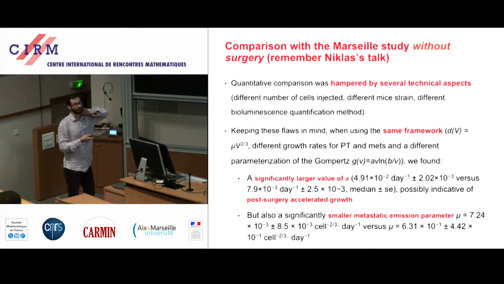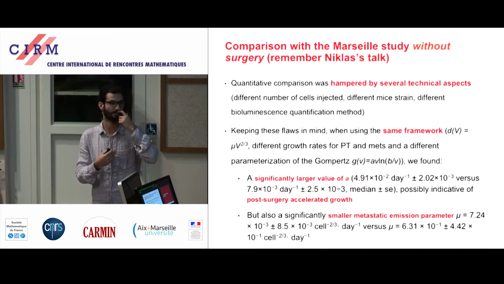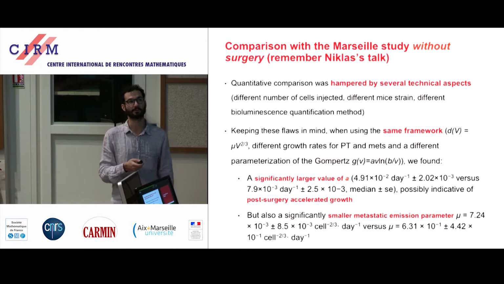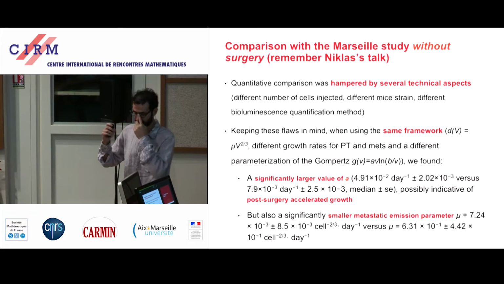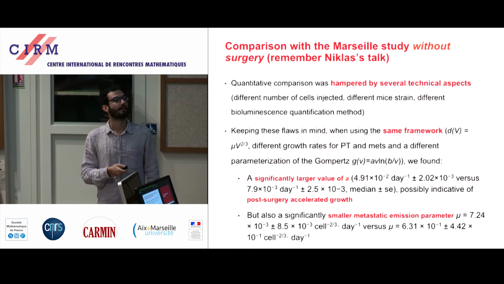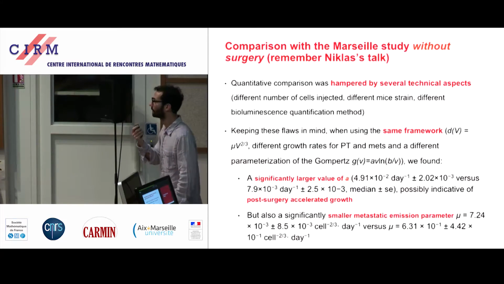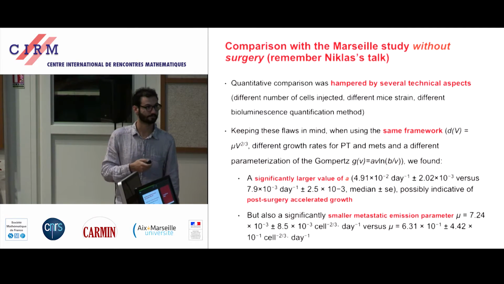But still, if you take the same framework as he had and you apply it to our data with the surgery, what we found was a significantly larger parameter A, which is the parameter in the Gompertz law. So it's a growth velocity, linked to the proliferation rate. And so this could suggest a post-surgery accelerated growth. Related to Jean's question yesterday, it's an indication of this.